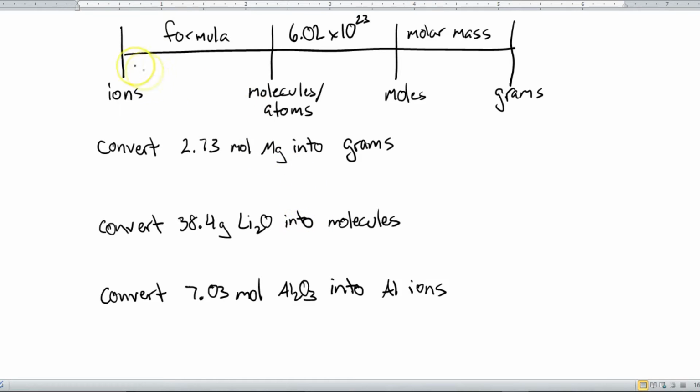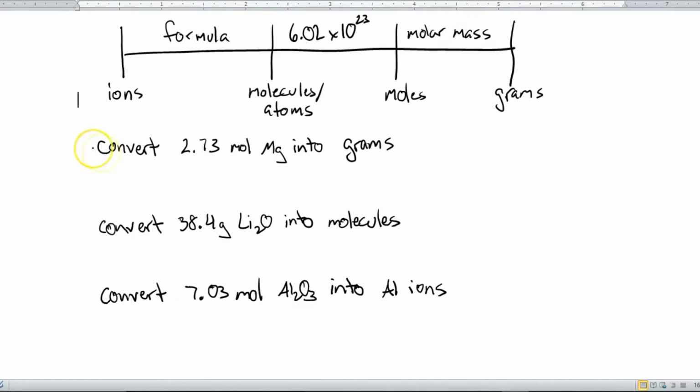Alright, so as you can see right up here, I've got my little makeshift Molar Express, and I'll be referring to this throughout. Alright, so let's take a look at question number 1. It's asking us to convert 2.73 moles of magnesium into grams. So on my Molar Express, that means I am right here surrounding moles, and I'm just going to go one step over to grams, and I'm going to use my molar mass.